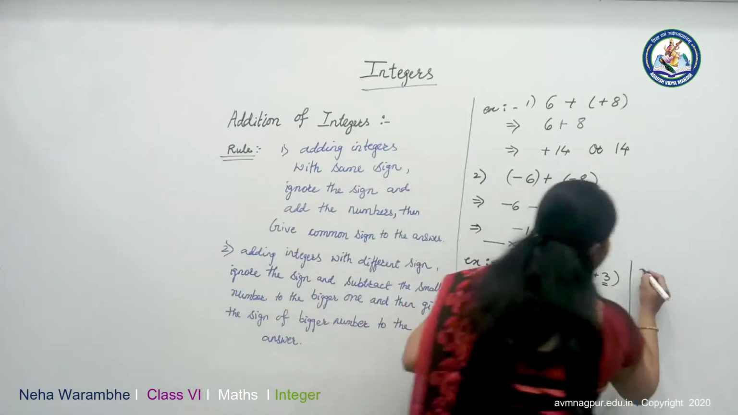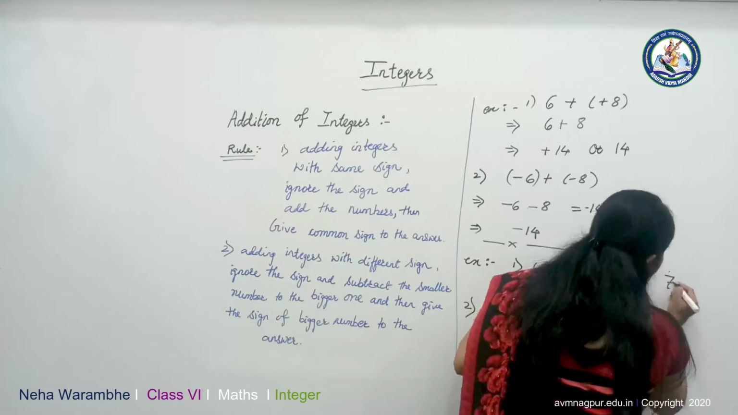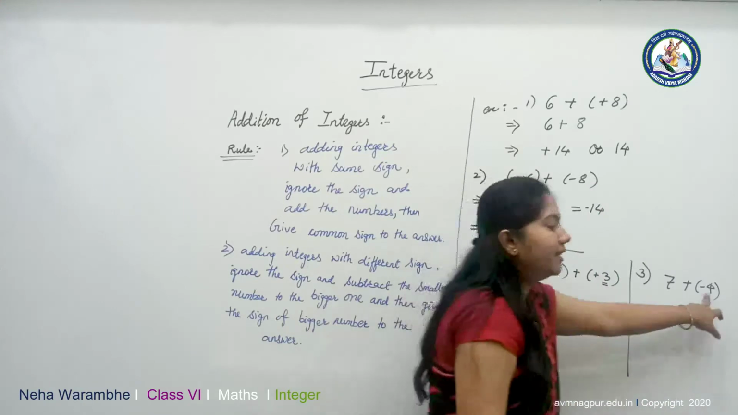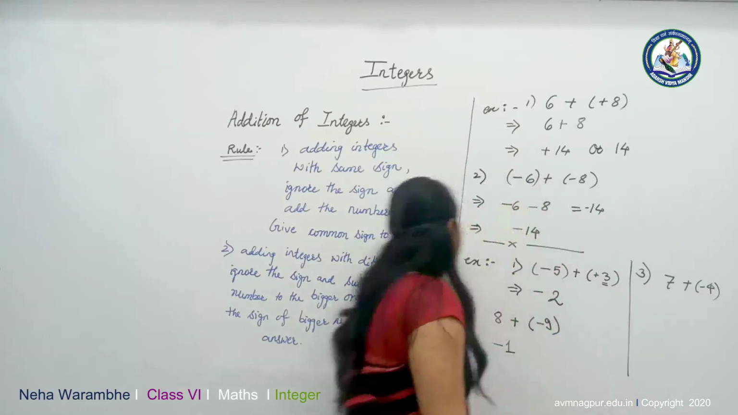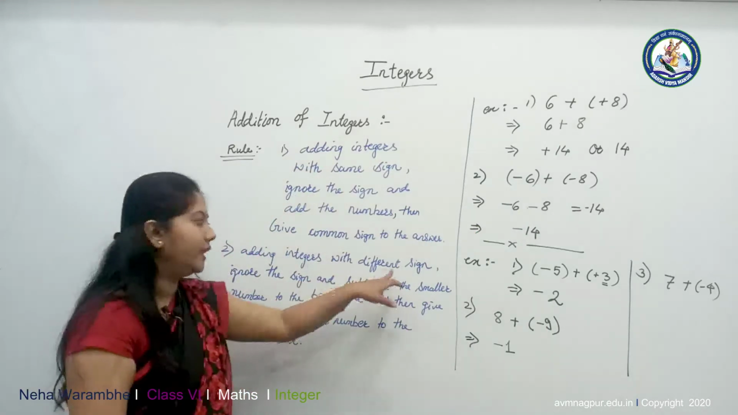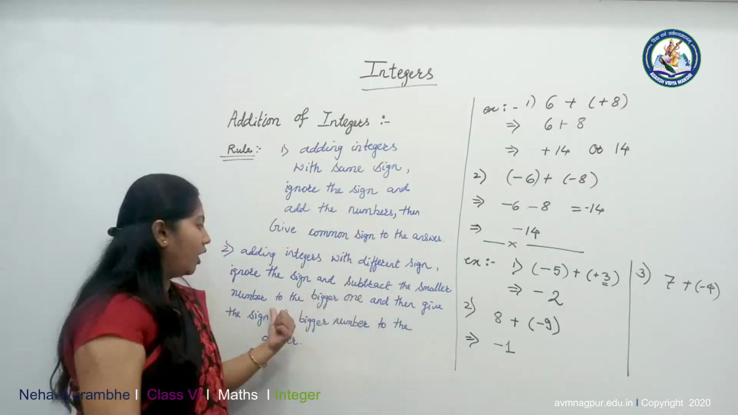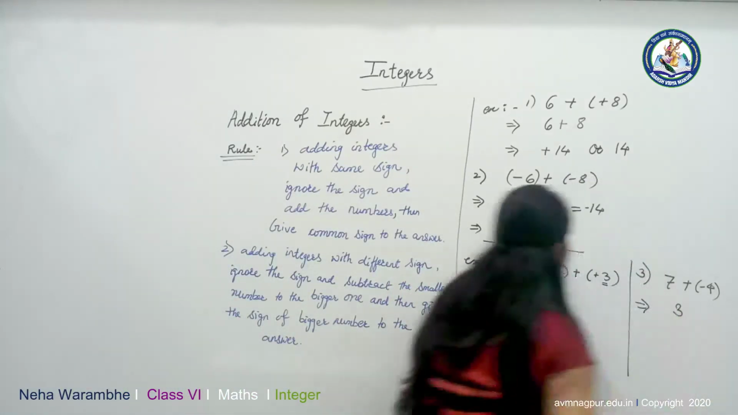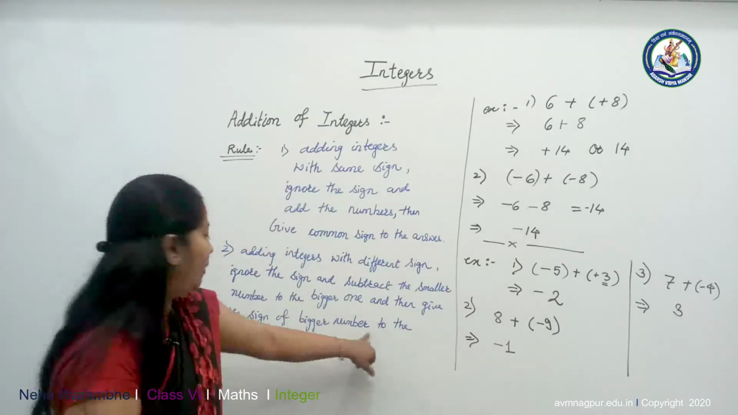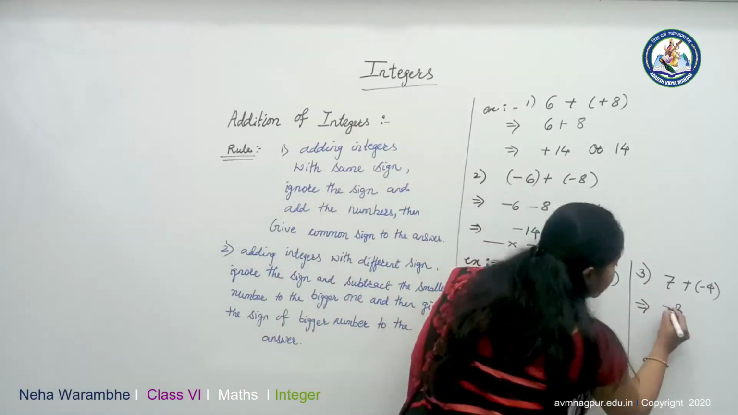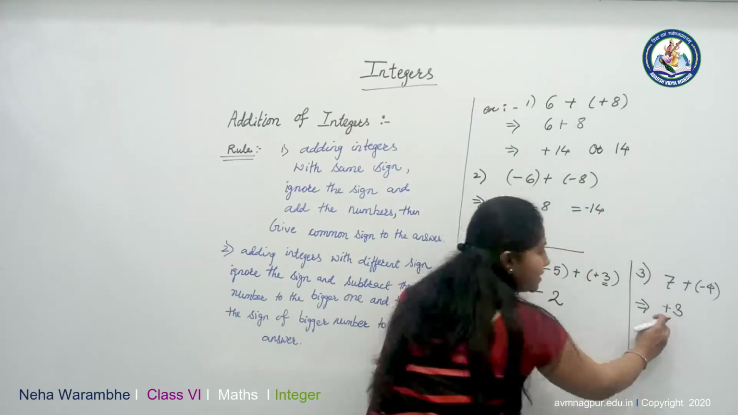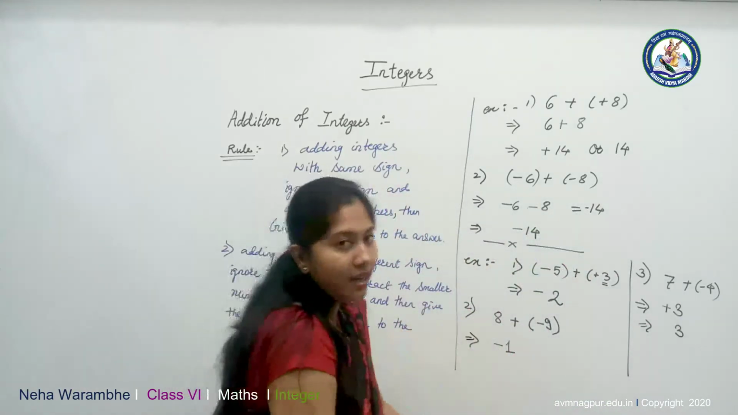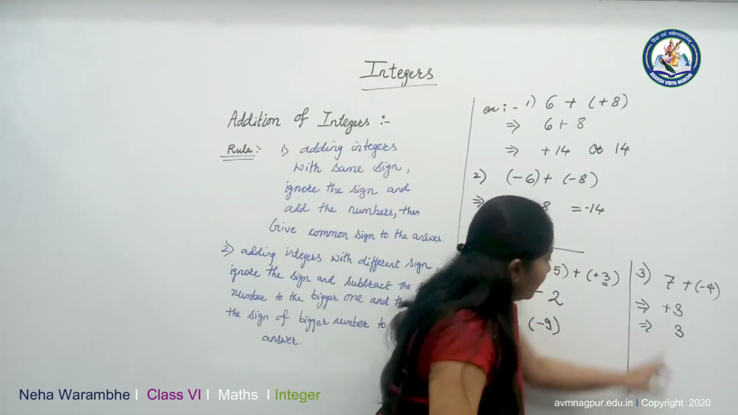The next is the third one. This is 7 plus of minus 4. The first integer 7 has a plus sign and the second integer 4 has a minus sign. The rule says that when adding integers with the different sign, ignore the sign and subtract the smaller number from the bigger one. Now subtract 4 from 7, answer is 3, and then give the sign of the bigger number to the answer. 7 has a plus sign, so I write plus 3, or we can say only 3, because generally the plus sign is not written before positive numbers.